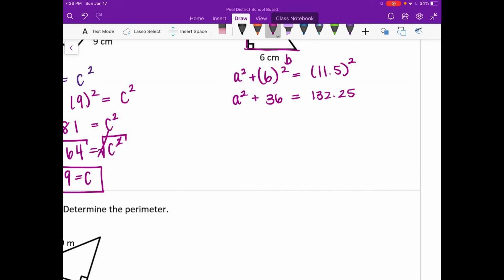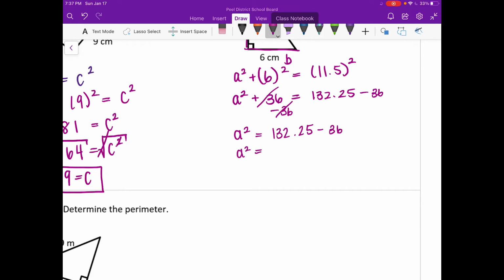So knowing what I know, I'm just going to subtract 36 from both sides, because I know these will cancel out. So I'm left with A squared equals 132.25 minus 36. Cool? Alrighty. Now, let's just do the math.